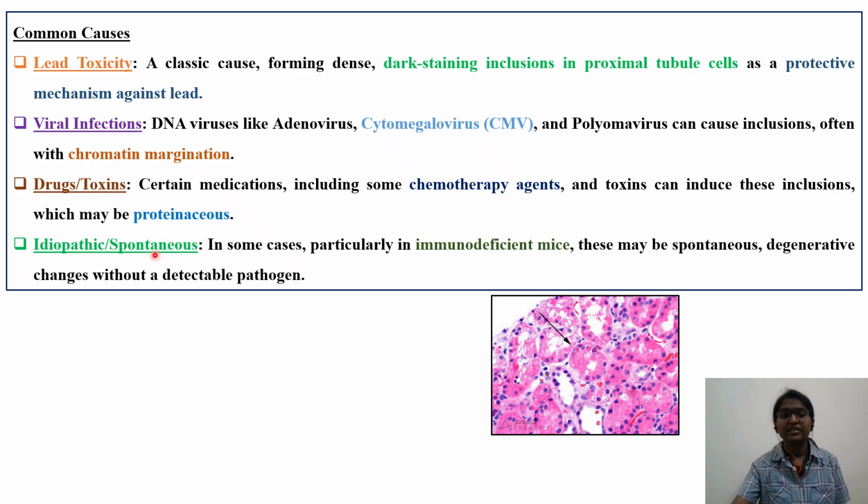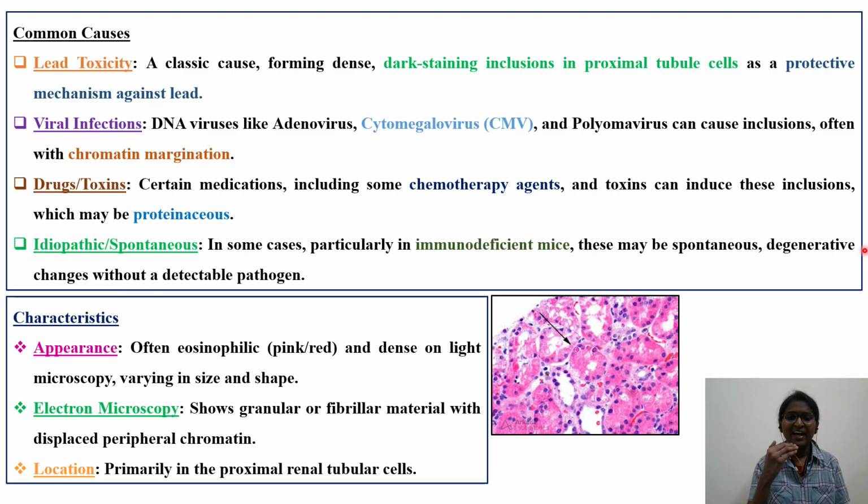Okay, then as I told you, another thing is idiopathic or spontaneous. We don't know the reason. Once we don't know the cause, it will be very challenging for the physician to treat this particular thing. In some cases, particularly in immunodeficient mice, these may be spontaneous degenerative changes without a detectable pathogen. So in the case of research animals, that is immunodeficient mice, this has been observed.